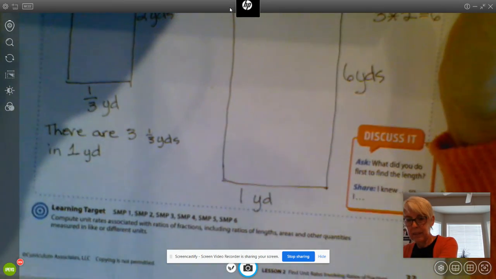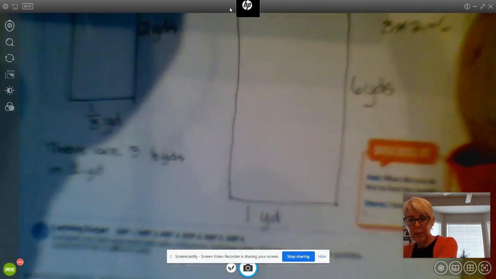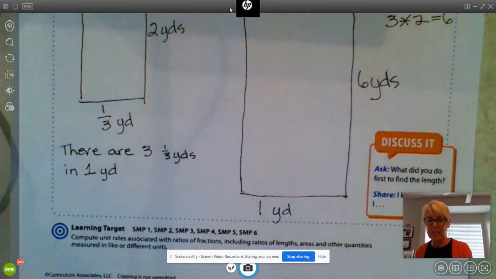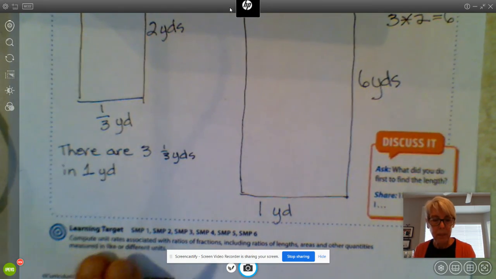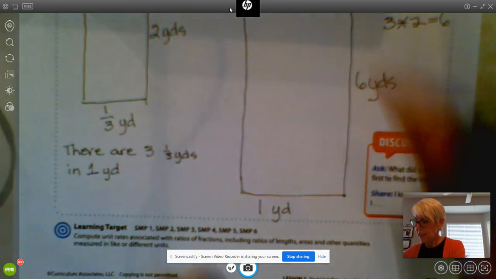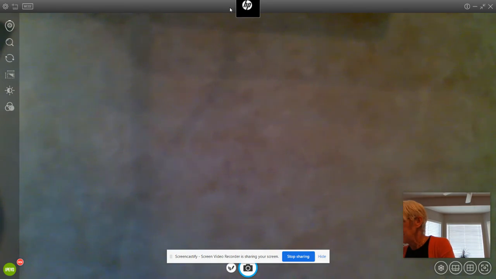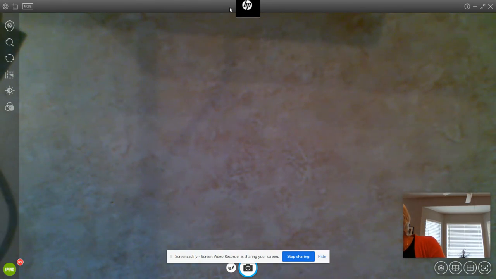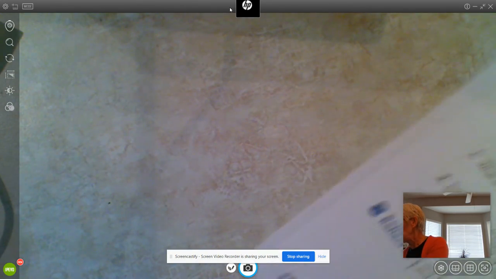So there we go. It's a different look of it. I wasn't sure if you were able to see that 1 yard at the bottom because I've got a little box on the screen. Okay, that's our first look at this problem. Let's flip over to page 34.